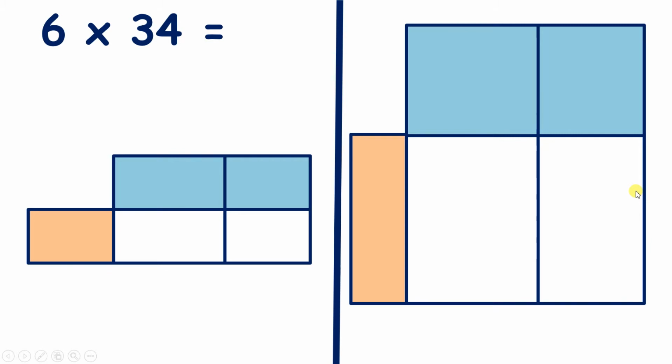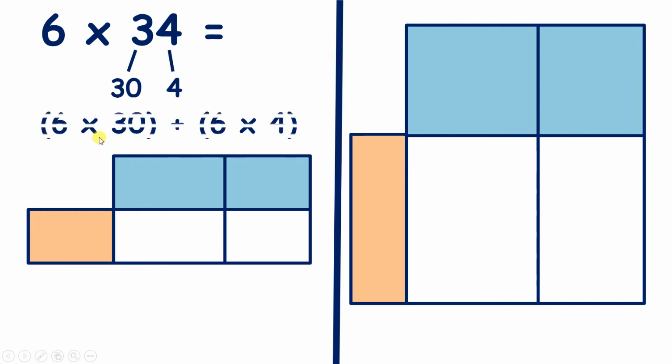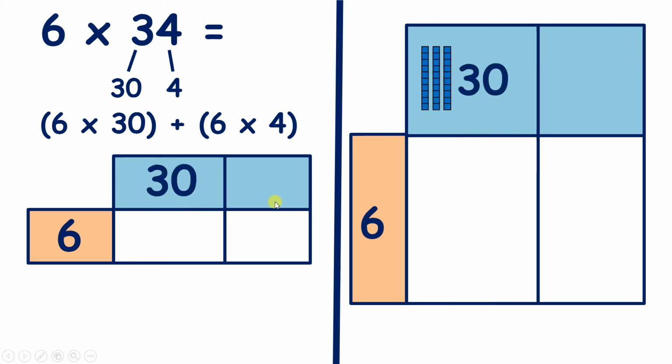Now pause the video and see if you can answer 6 times 34 using the grid method. So our first step is to partition 34 into 30 and 4. So we're going to multiply 6 by 30, then multiply 6 by 4, and then add up our answers. So we have 6, and we're going to multiply 6 by 30, and then we're going to multiply 6 by 4.